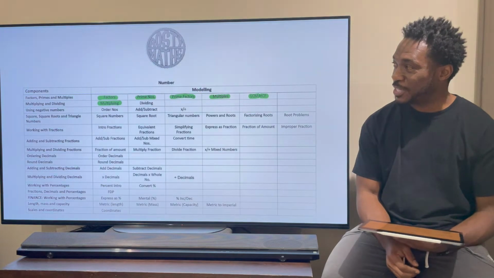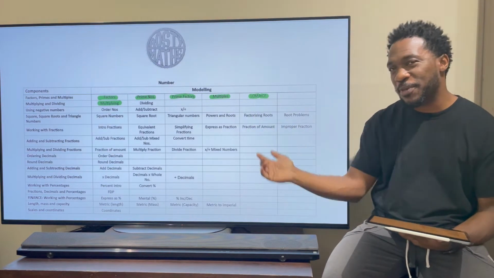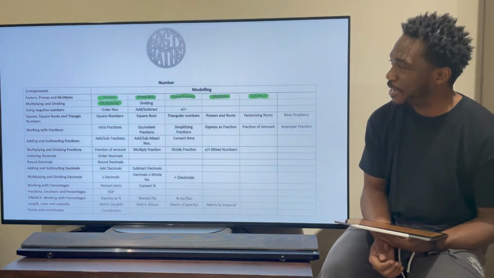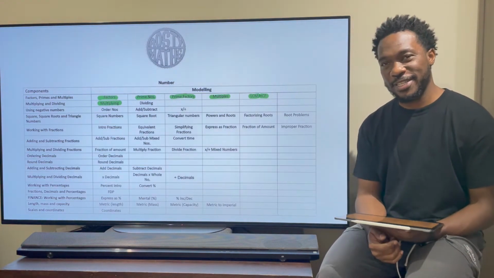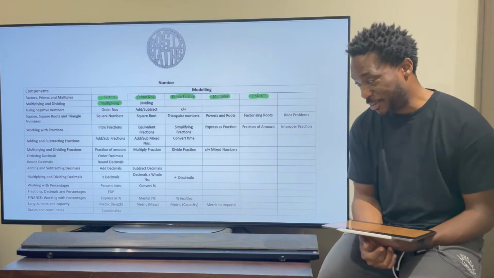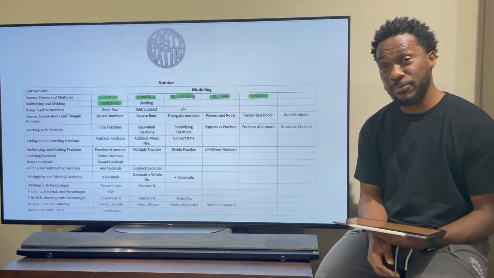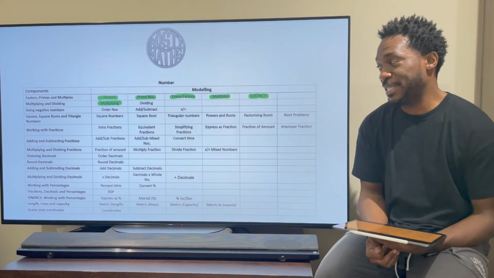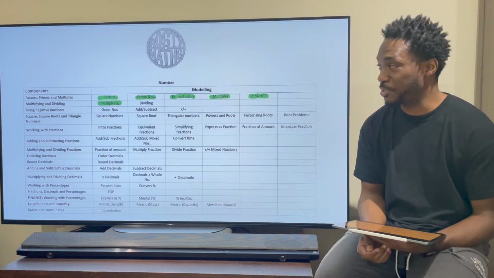So as you can see, we're slowly chipping through our number topic in our year 7 series. As we get through these, look out for the year 8 and the year 9 series that I will have coming up in a few months from now, because this is taking as long as it is going to take if we're going to do this properly.